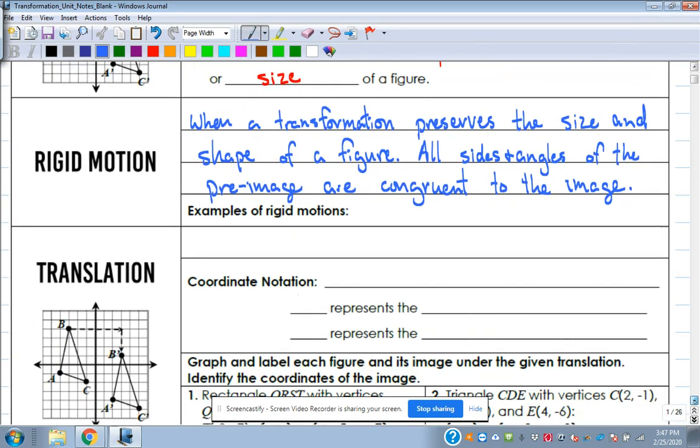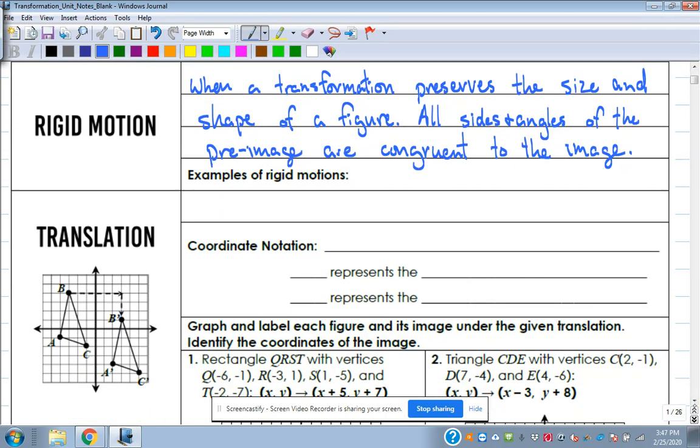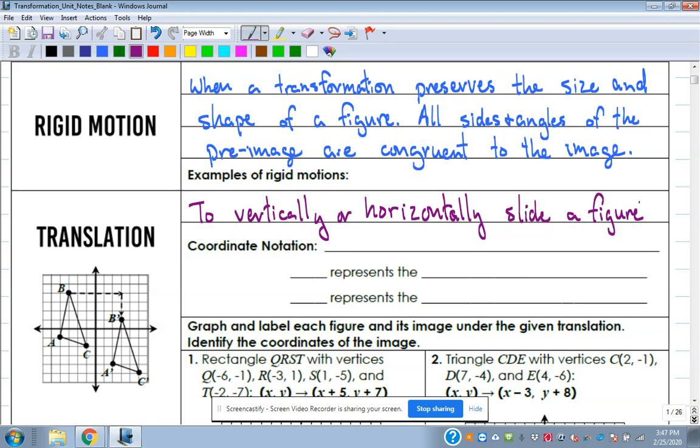And so that next box, translations. That is the first type of transformation that we're going to deal with. A translation, excuse me, is to vertically or horizontally slide a figure. Okay. You're not turning it, you're not spinning it around, you're not flipping it over, you're just taking it and sliding it to the left or right, up or down, or a little bit of both. That's what a translation is.